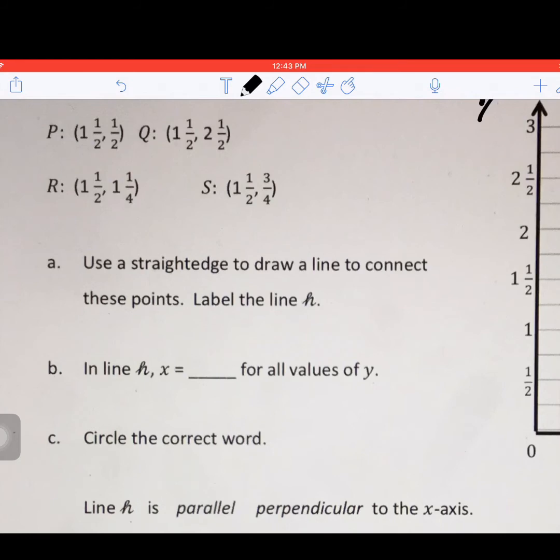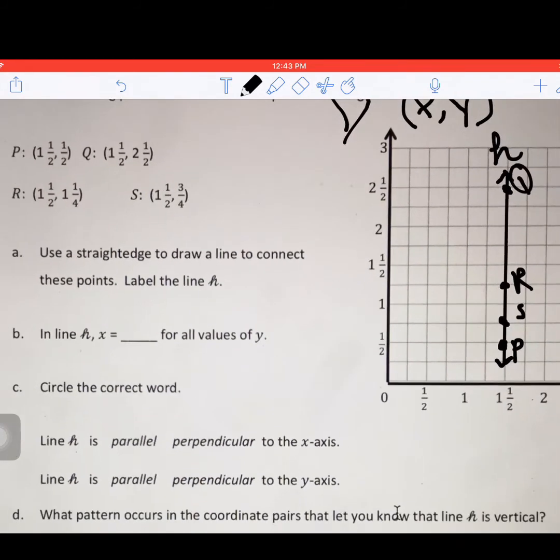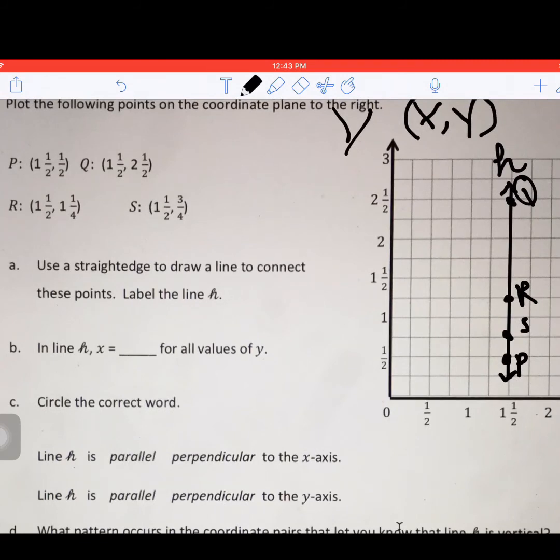In line H, x equals blank for all of the values of y. So I can look at my coordinates, I can look at my graph, and I can see that in line H, all of those have the same x value of 1 1/2.